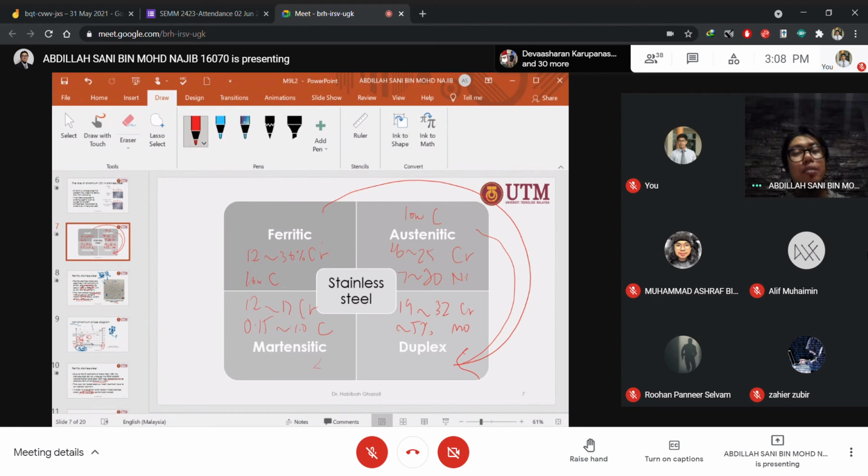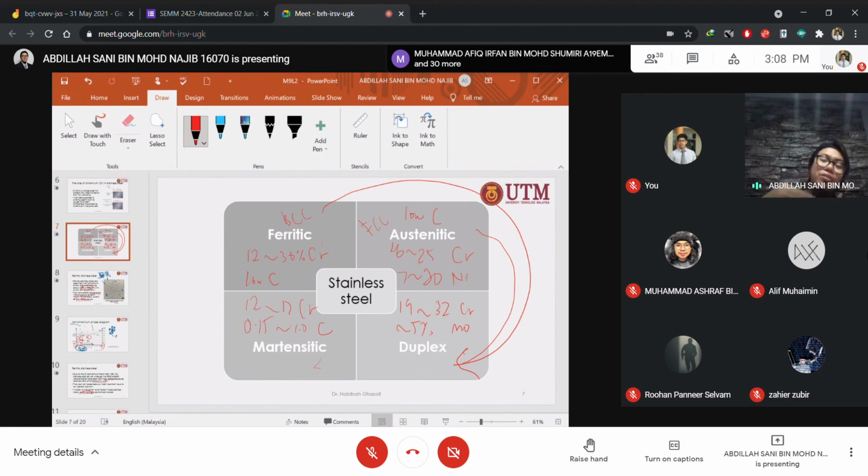Actually you can relate what you learned so far. For example, just now we know ferritic is BCC and this is FCC. So we could actually use that information to predict the properties. So we know, oh, this is more ductile. And then when we see duplex, oh, this is the combination of ferritic and austenitic. So the ductility must be in between of them.